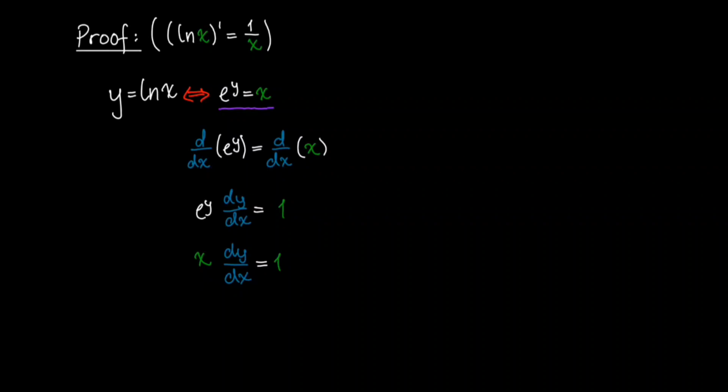And then finally, I divide both sides by x, and what we get is dy/dx equals 1 over x. That means the derivative of y is equal to 1 over x, and y was originally equal to ln x. Now that this fact has been proven, I can show you the other proof about the derivative of basic logarithmic functions.